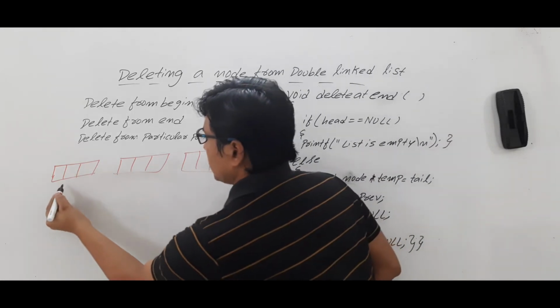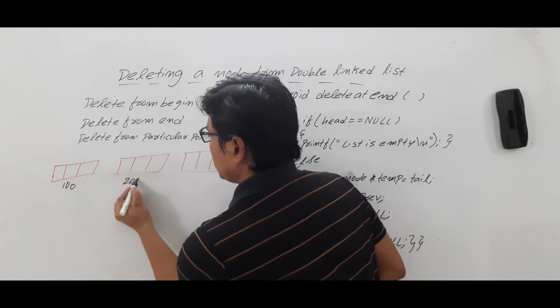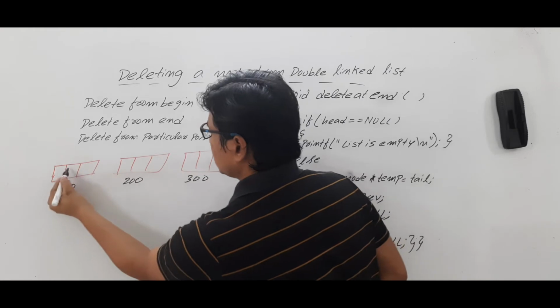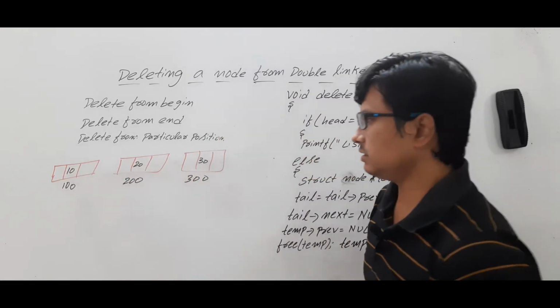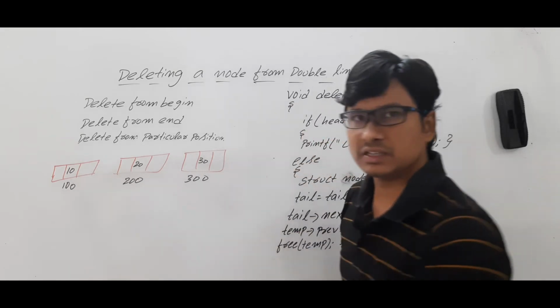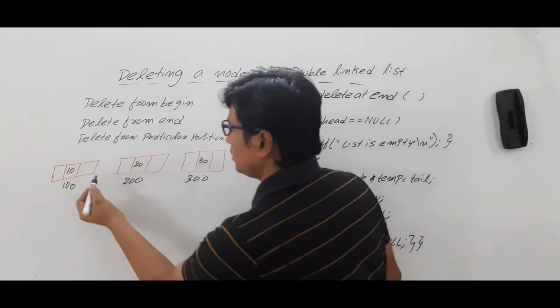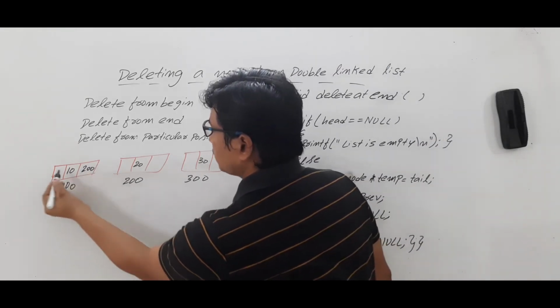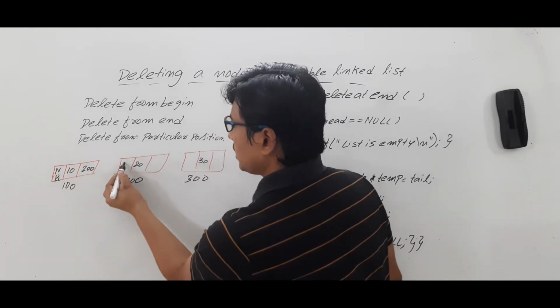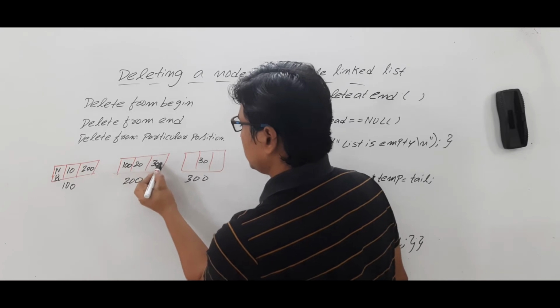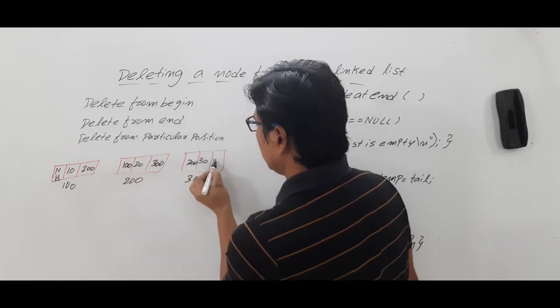Let's take that this address is 100, 200, 300. Here data is 10, 20, 30. For making you understand, I'm taking it like this. Is it clear? Don't think that the addresses will always be in increasing order. Here you will have 200, here you will have null, here you will have 100, here you will have 300, 200, null. Is it clear?